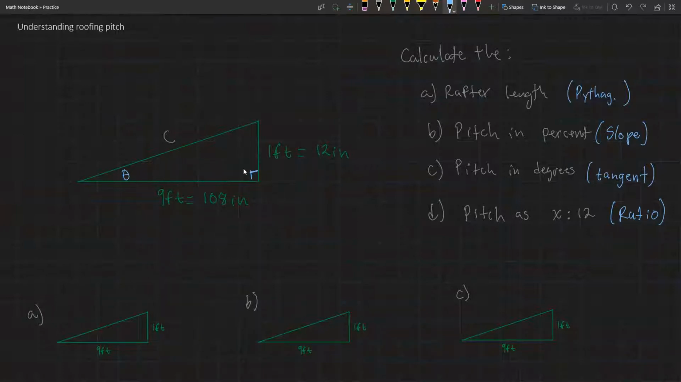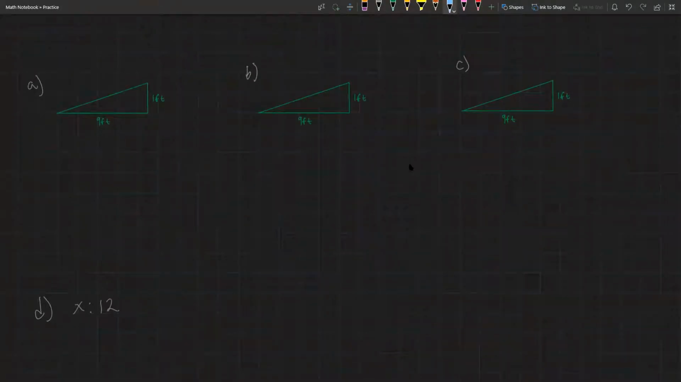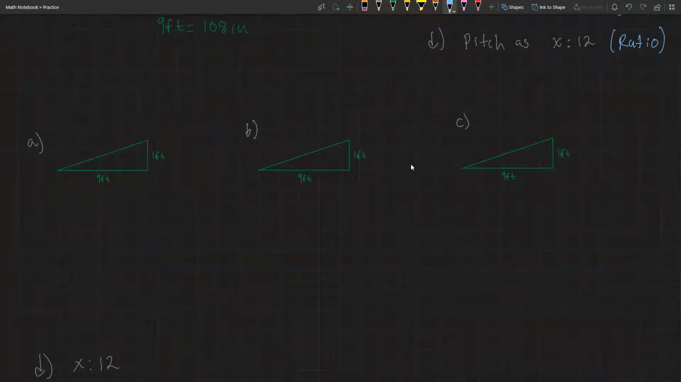So letter A, I redrew a smaller version of it. It's going to be a 9 feet by 1 foot triangle with a hypotenuse, which we need to figure out, and that's the rafter length. So let's do that first. Remember, our good old buddy Pythagorean theorem. I like to do these in my head because they're easier. I visualize the squares, but if you need to show some work, I'm going to do it below anyway.